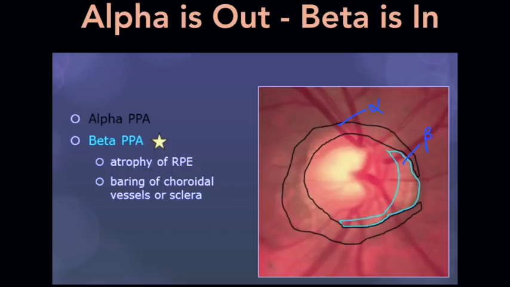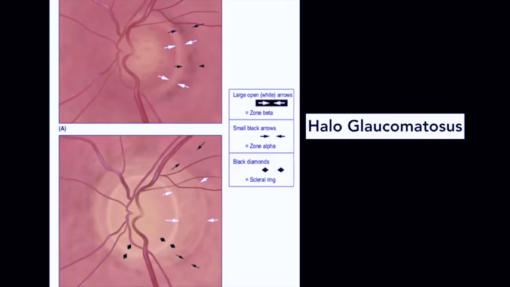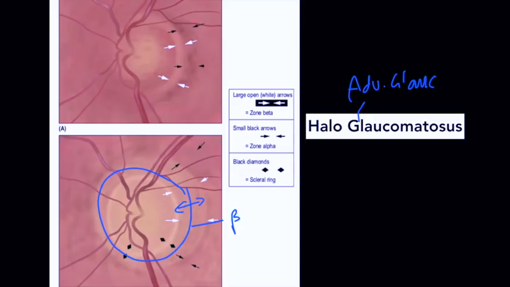Okay, alpha zones and beta zones are at times very easily missed, because when we are not able to see the exact extent of the disc margin, it's very easy to miss. Sometimes in advanced glaucomas, the beta zone can form like a halo surrounding the disc. You can see a big halo is there. This halo is the beta zone. It's called glaucomatous. It's one of the features.